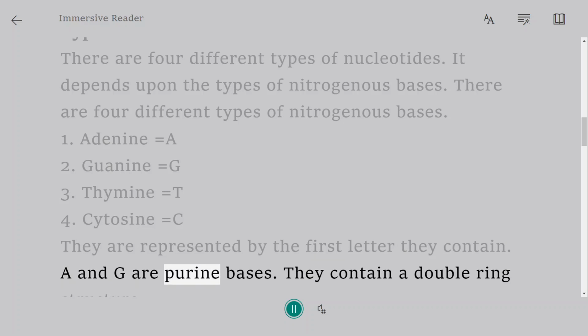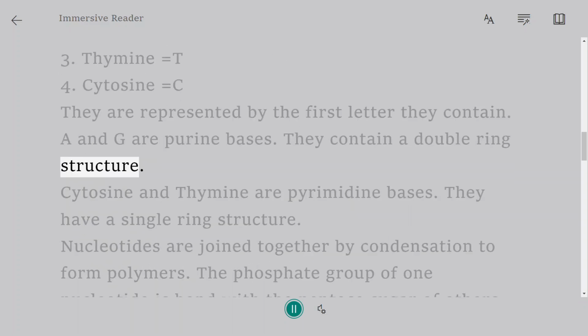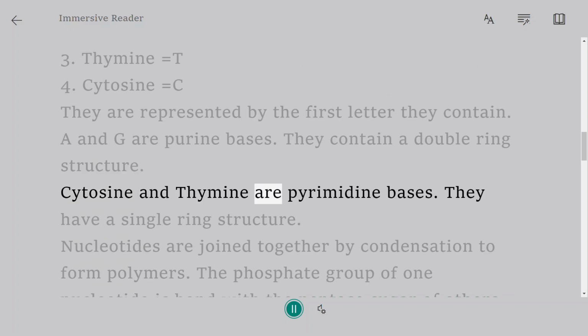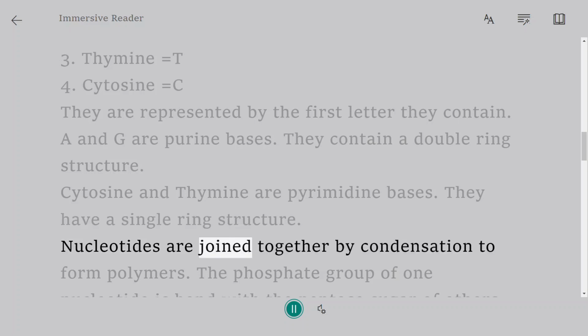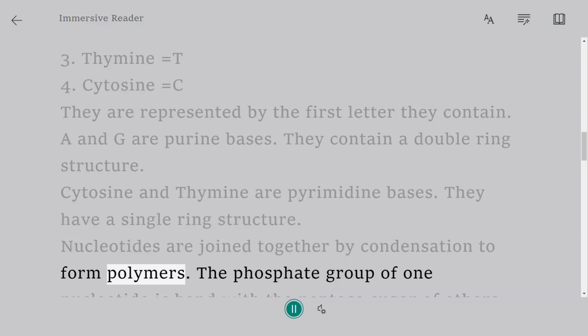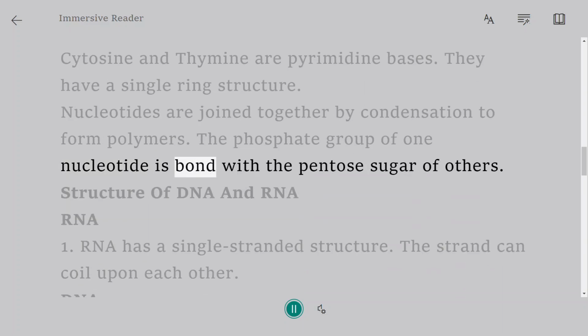A and G are purine bases. They contain a double ring structure. Cytosine and thymine are pyrimidine bases. They have a single ring structure. Nucleotides are joined together by condensation to form polymers. The phosphate group of one nucleotide is bonded with the pentose sugar of another.